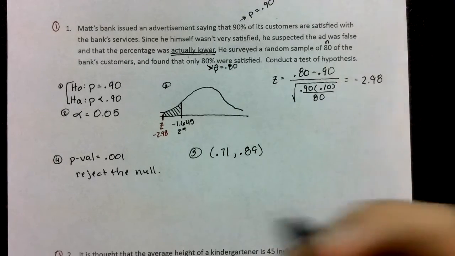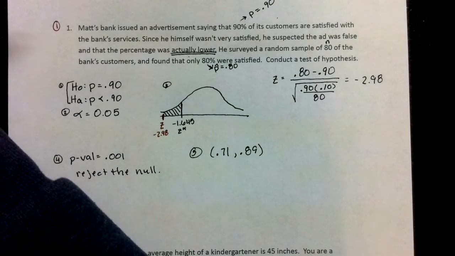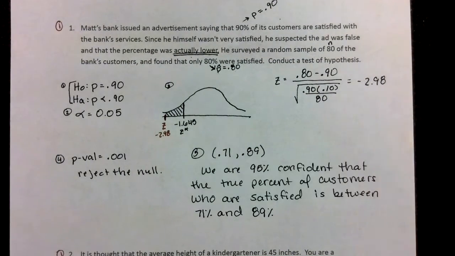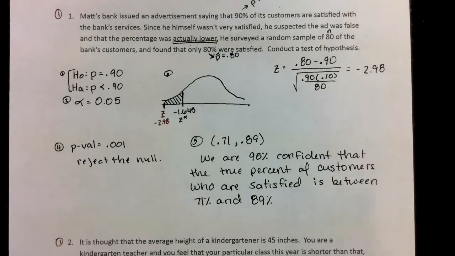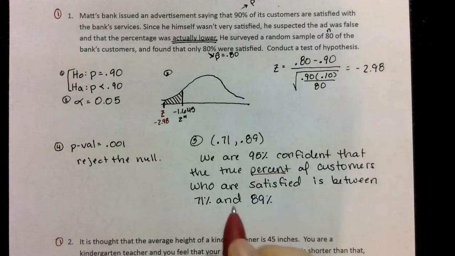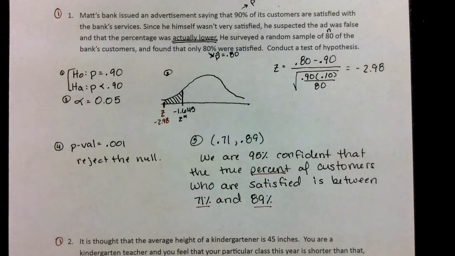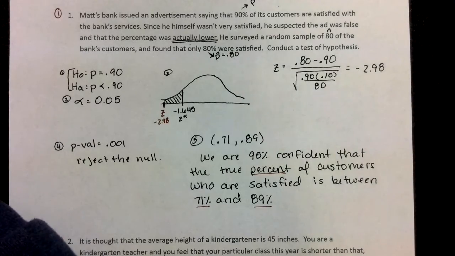So the last thing I'm going to do is interpret this. So my interpretation is we are 95% confident that the true percent, and I did choose to give it in percents this time since the original problem was in percents, is between 71 and 89%.